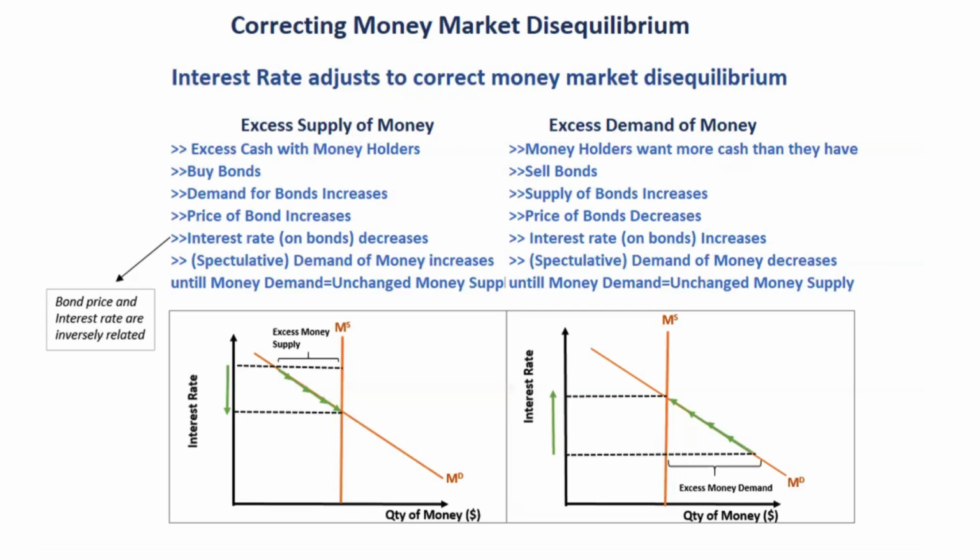And this is going to cause an increase in the quantity demanded of money, since we've already established that money demand and interest rates are inversely related to each other. So the quantity demanded of money is going to increase until money demand is equal to the unchanged money supply.